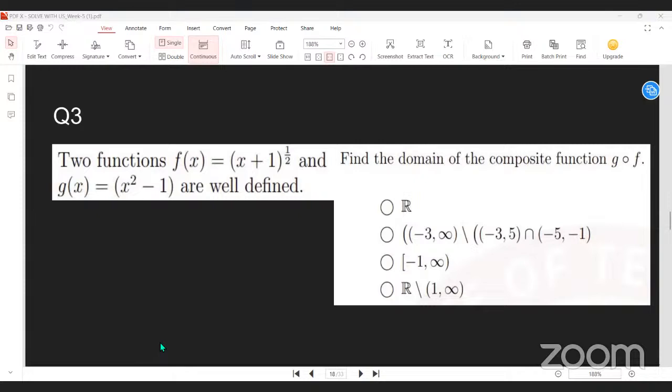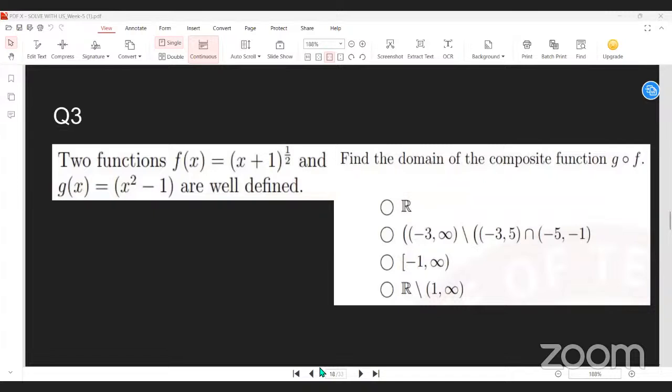Okay. But there is the root over x plus 1, and x plus 1 must be greater than or equal to 0, right? You have to take care of both f of x and g of f of x, because f of x is restricted and is also included in g of f.